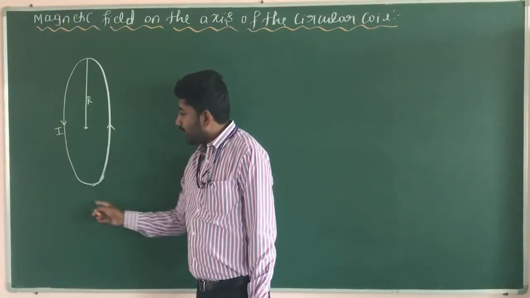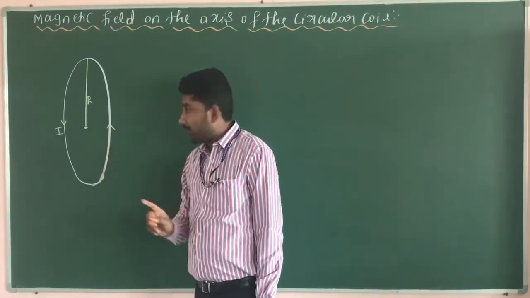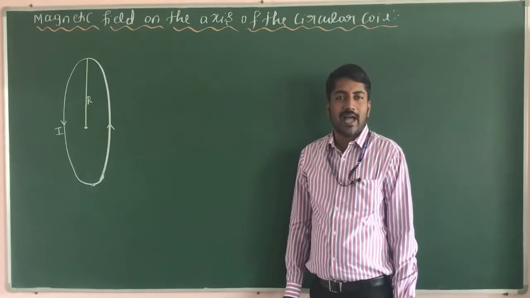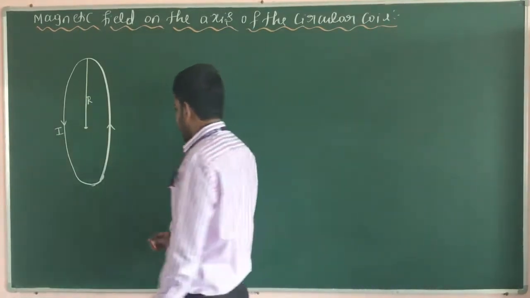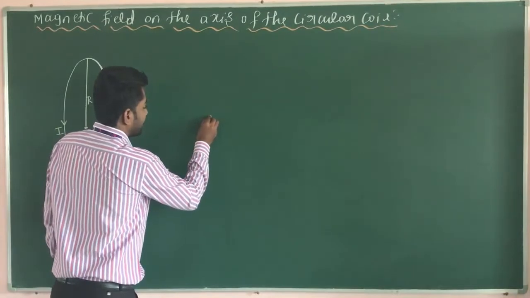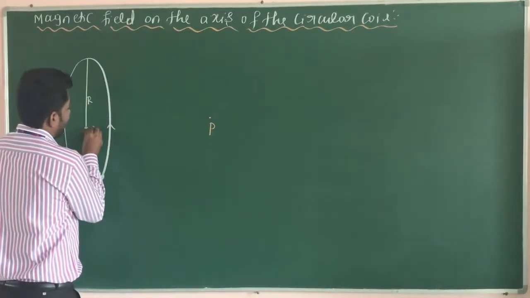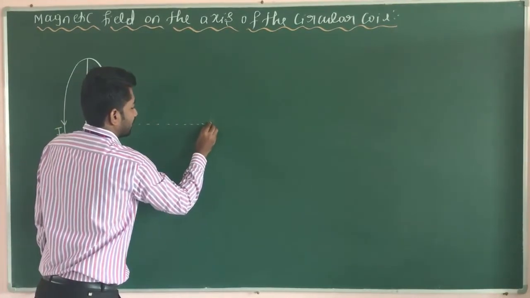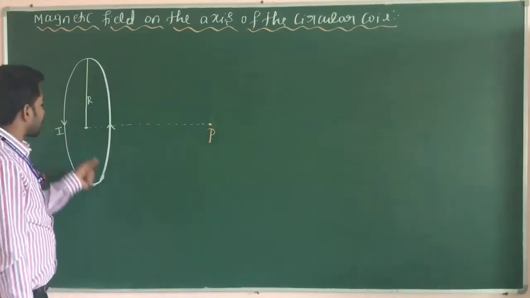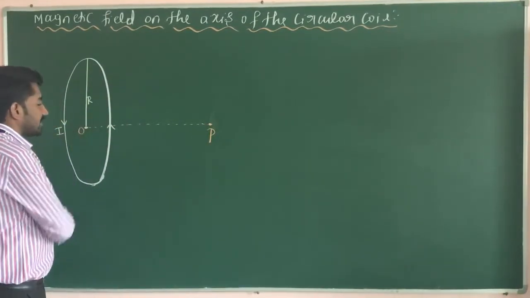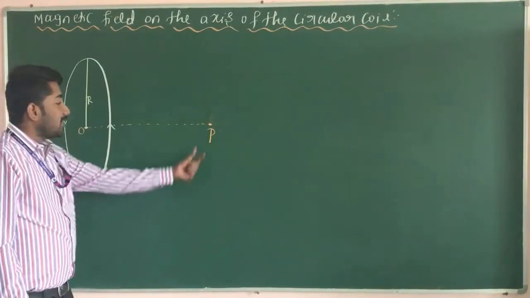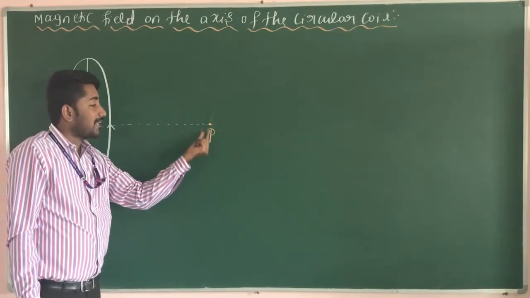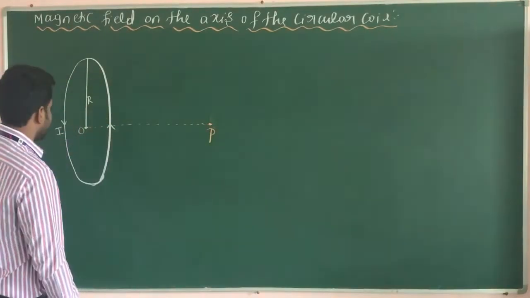When the current is flowing in this wire, the magnetic field is produced around the current carrying wire, or at any point on the axis of this circular coil. Now I consider P as the point on the axis of this circular coil, and O is the center of this circular coil. At this point P, I am going to calculate what amount of magnetic field is produced by this circular coil.